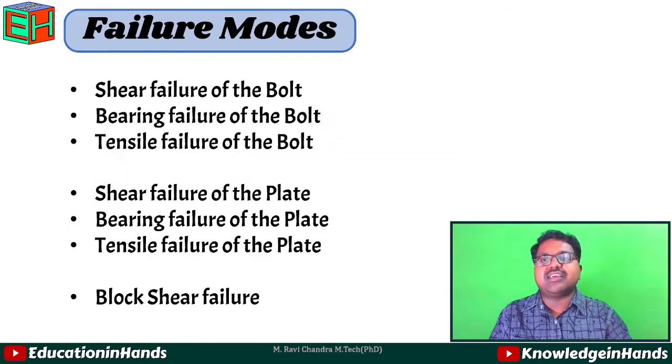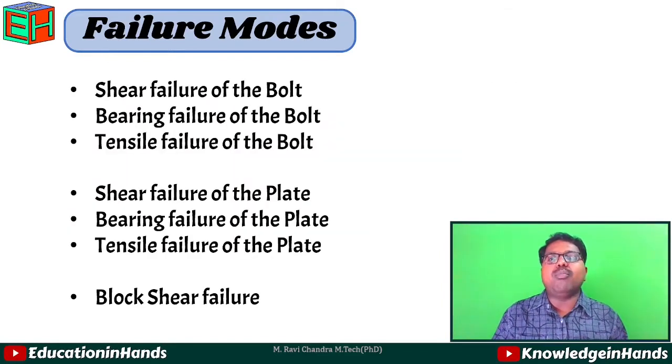If we see those six, the first three related to the bolt are shear failure of the bolt, bearing failure of the bolt, and tensile failure of the bolt. And the three failure modes related to the plate are shear failure of the plate, bearing failure of the plate and tensile failure of the plate. Along with these six, there is one more failure we need to consider in our design, that is block shear failure, which is also very important. So let us see what these failures are in brief.